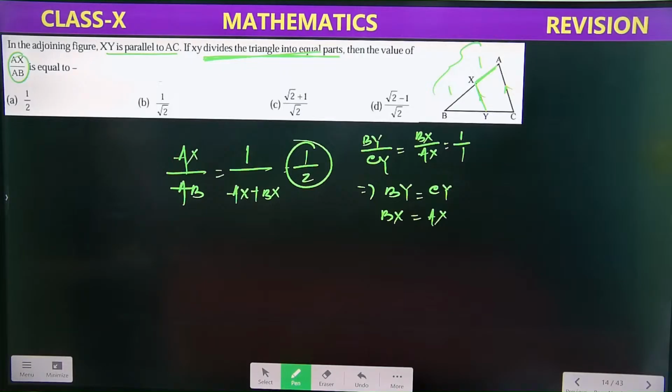AX by AB बच्चों. फाइंड करो सॉल्व करो. Are you solving, everyone? Tell me.